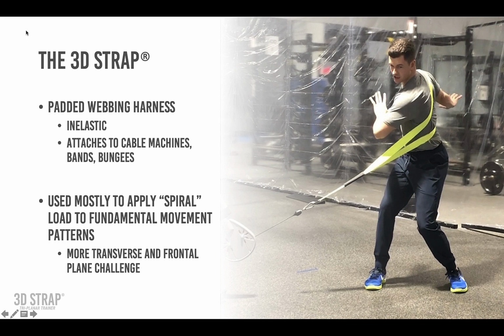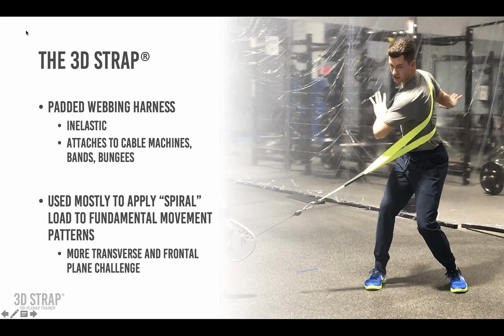Most often, we're using the strap to apply what we can call a spiral load to fundamental movement patterns. Patterns in a squat stance, patterns in a lunge stance, patterns on one leg. Spiral is just going to mean a combination of transverse plane and a frontal plane challenge.